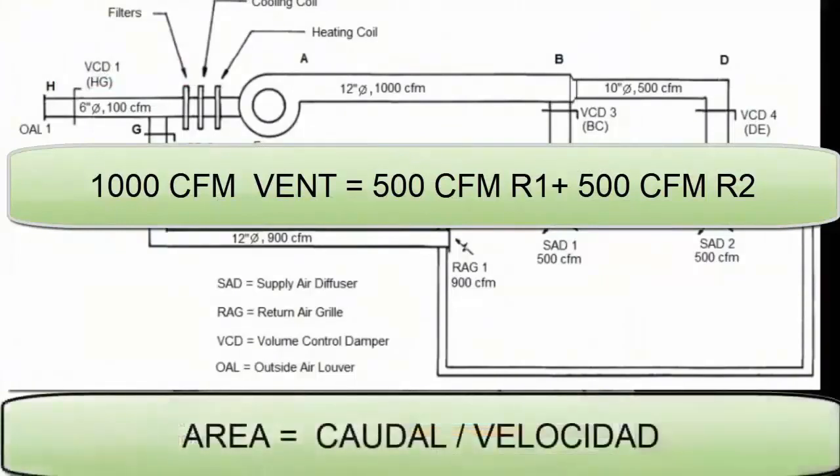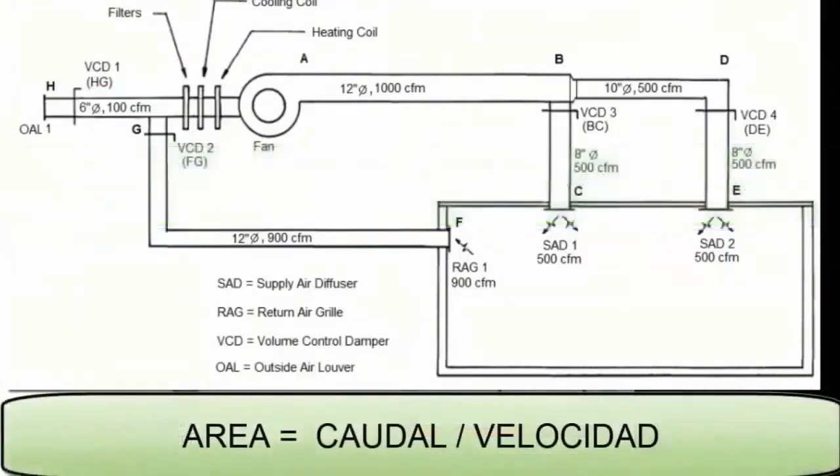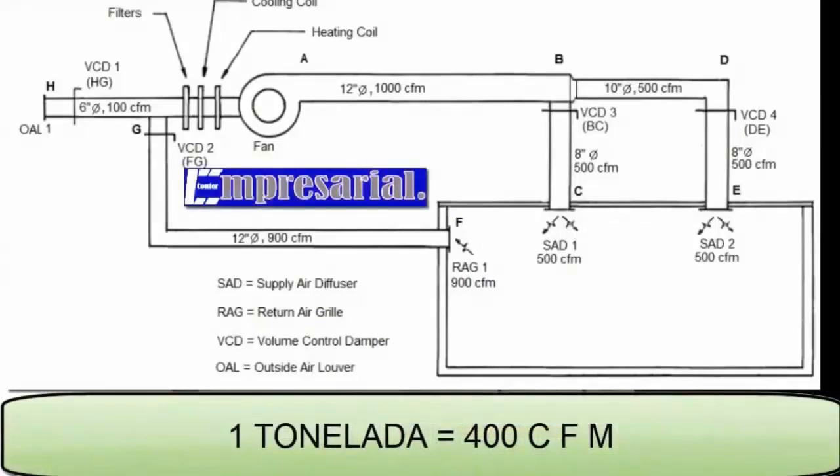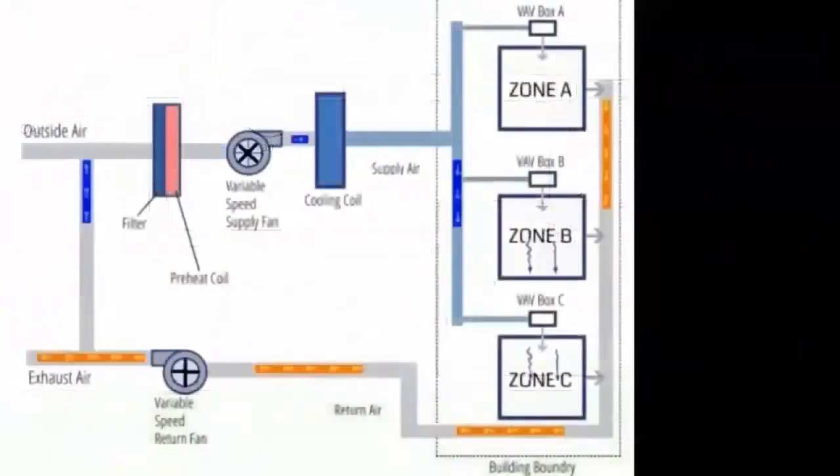One way to relate the flow and the speed of the air is with the formula that says the area of a duct is equal to the flow of air divided by its speed. In general, for every ton of cooling that the air conditioning system handles, the fan must supply an airflow of 400 cubic feet per minute.